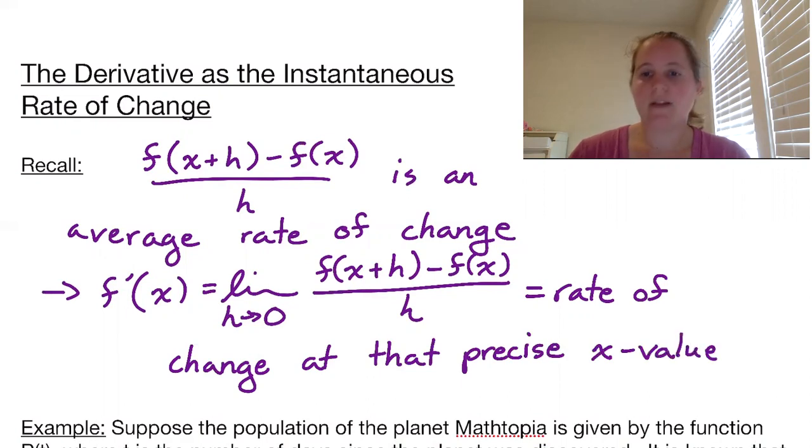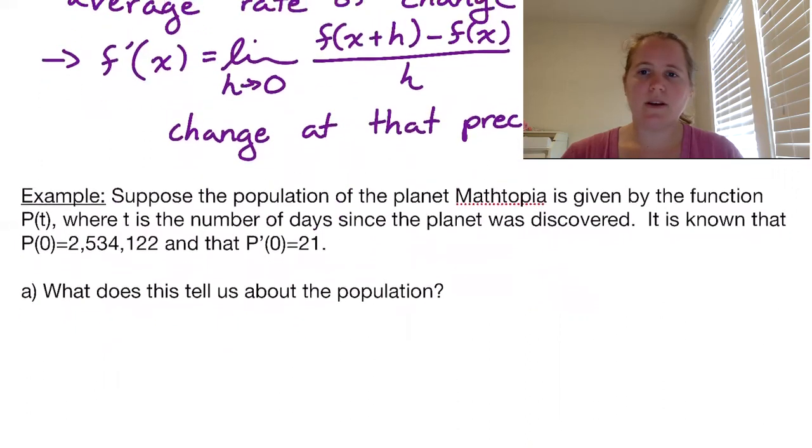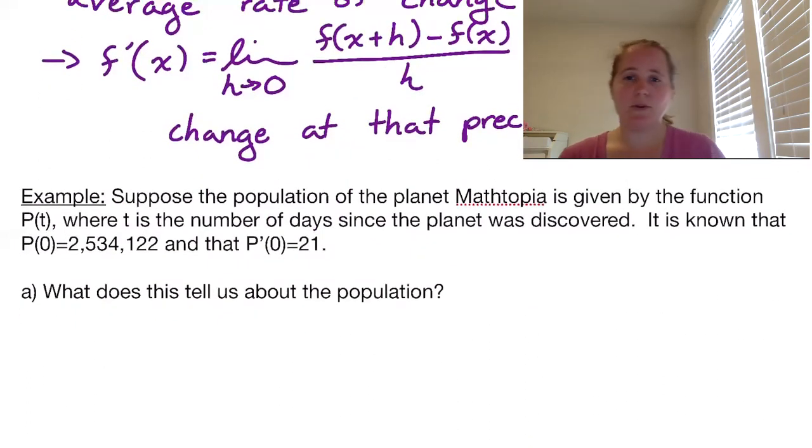So let's go ahead and just give ourselves some context. In section 2.1, we looked at motion problems, but we can certainly talk about rates of change in other contexts as well. So let's suppose that the population of the planet Mathtopia is given by the function p of t, where t is the number of days since the planet was discovered. So it is known that p of 0 is equal to 2,534,122, and that p prime of 0 is equal to 21.